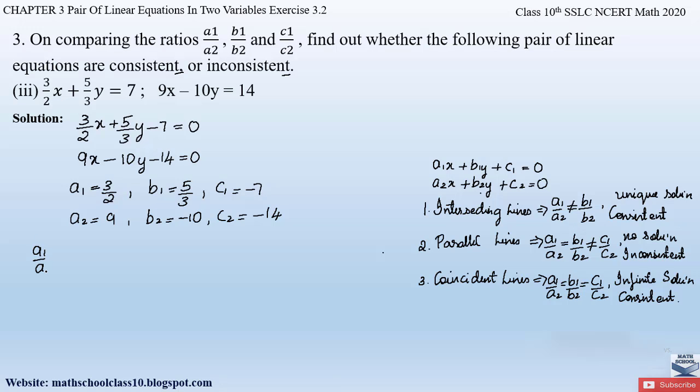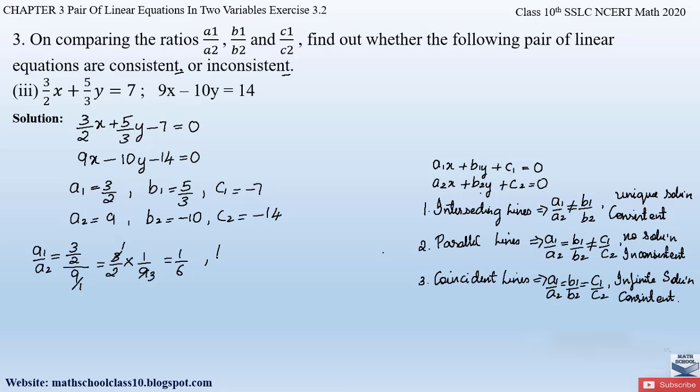A1 by A2 is 3 by 2 divided by 9. So we will reciprocate this denominator. So 3 by 2 into 1 by 9 we get. Okay, so 3 1 times, 3 3s are 9. So we get here 1 into 1 is 1 divided by 3 into 2 is 6.